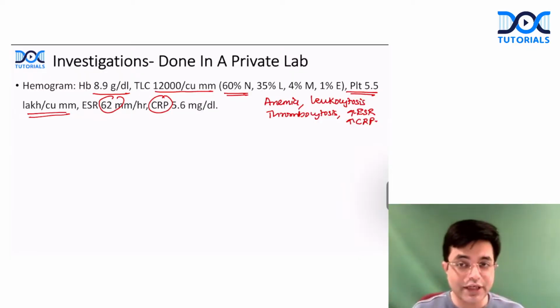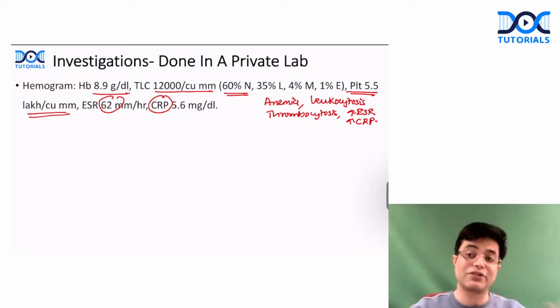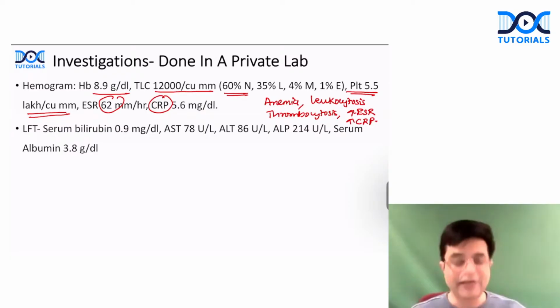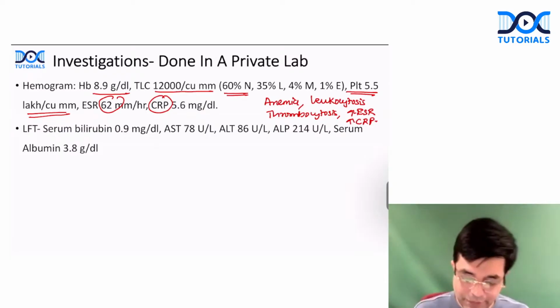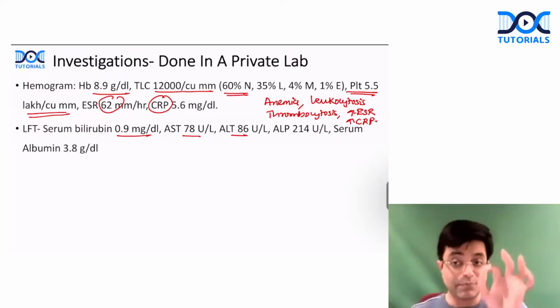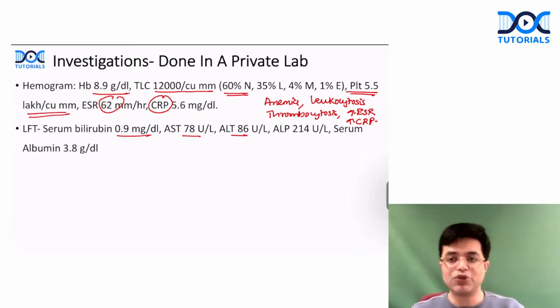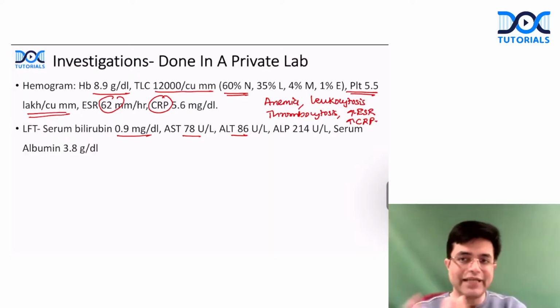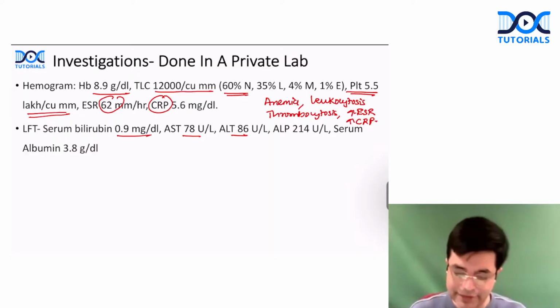They are not diagnostic, but they are clues. Their absence goes in favor of Kawasaki disease. Then LFT was done. In LFT, serum bilirubin was 0.9. AST and ALT are elevated. Yes, they are mildly elevated. The normal value should be less than 50. So they are mildly elevated, so mild transaminitis is there.